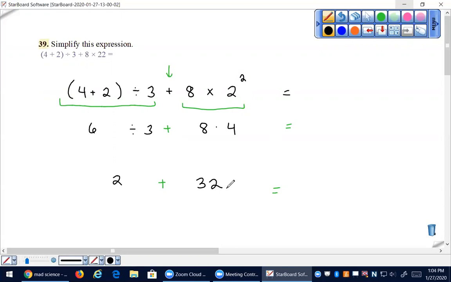When I'm all done, I will have a bunch of stuff with only plus and minus. So 2 plus 32 is 34, and I'm done. Let's go on to the next one.